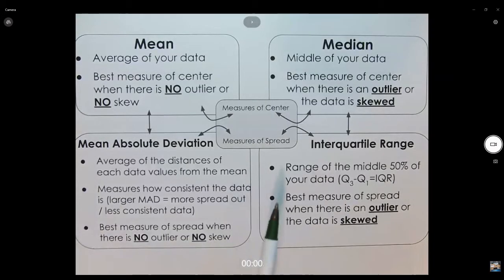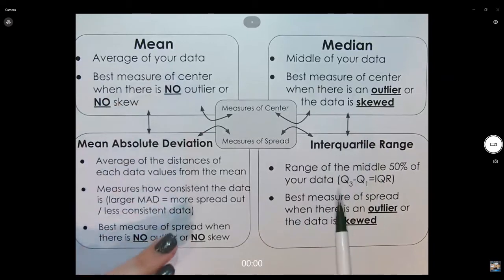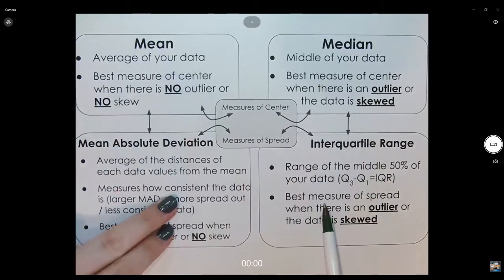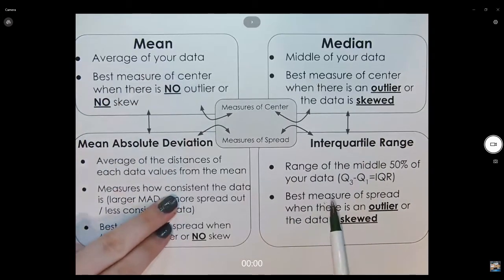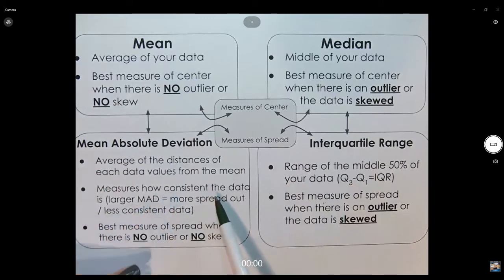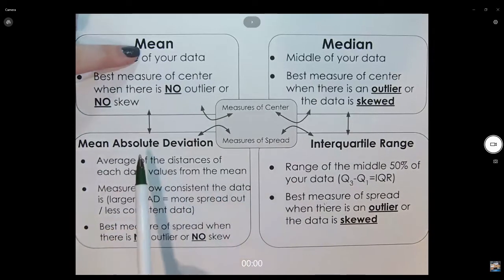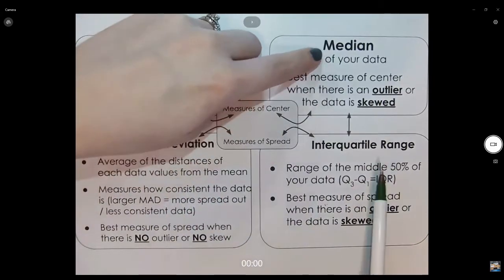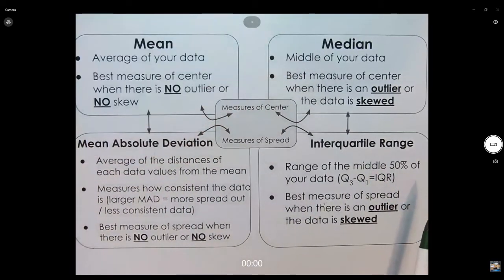You may want to reference this anchor chart that talks about when to use which measure of center and when to use which measure of spread. So essentially just remember, if there is no skew, no outlier, if you have symmetric data, you're going to use mean and mean absolute deviation. If you have an outlier or your data is skewed, median or interquartile range are your better options.